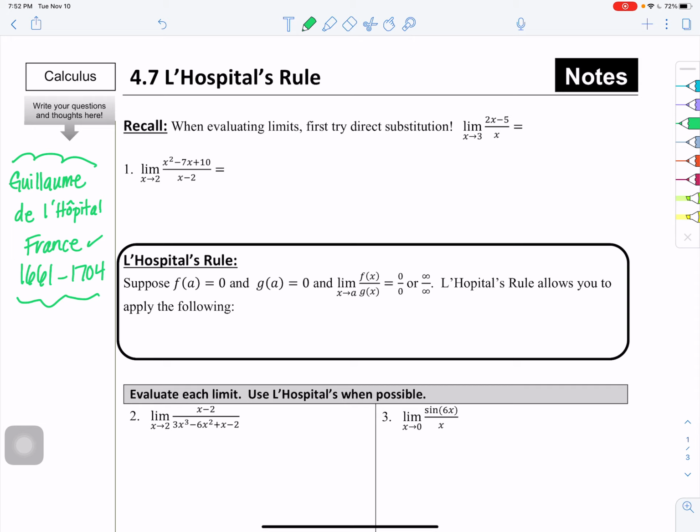But we now say L'Hopital, and we put an S in there, but we don't say the S. We don't say El Hospital, but we do say L'Hopital. That is just, I suppose, the Americanized way of spelling it and saying it. But let's get on to his rule.